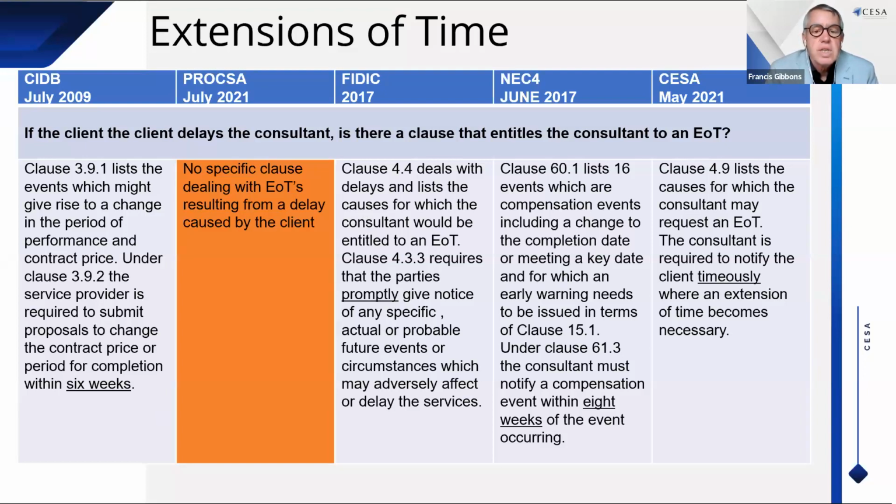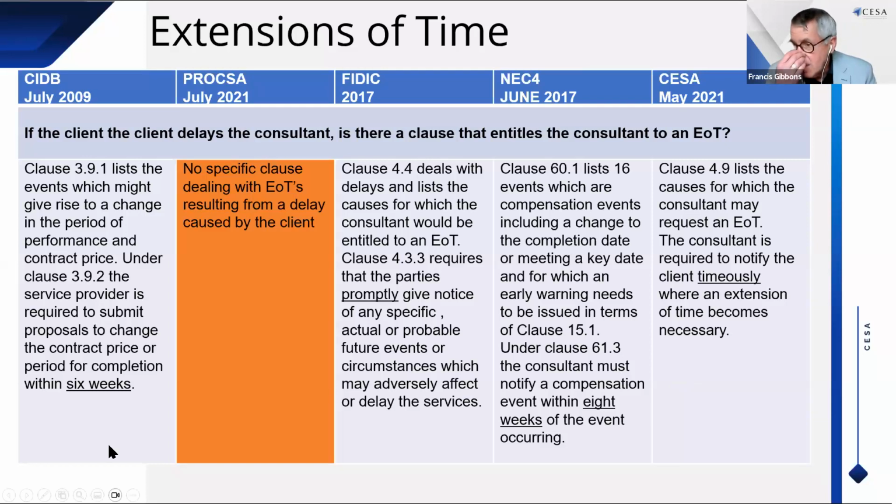Under NEC, Clause 60 lists 16 events which are compensation events, including a change to the completion date or meeting a key date, and for which early warning needs to be issued. The clause numbers are given there, and the consultant must notify a compensation event within 8 weeks of the event occurring. In CESA, Clause 4.9 lists the causes for which the consultant may request an extension of time. The consultant is required to notify the client timeously where an extension of time becomes necessary.